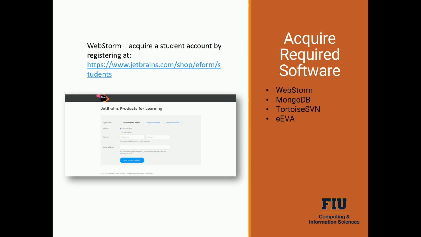The required softwares for this project are WebStorm, MongoDB, Tortoise SVN, and eEVA. First, you need to acquire a student account by registering at the web address provided. Follow all instructions provided by JetBrains and properly install this software on your machine.